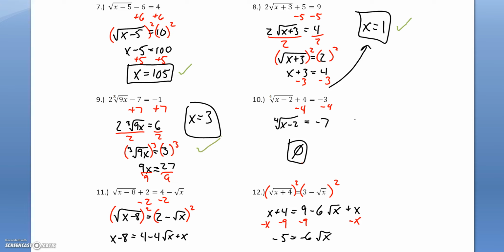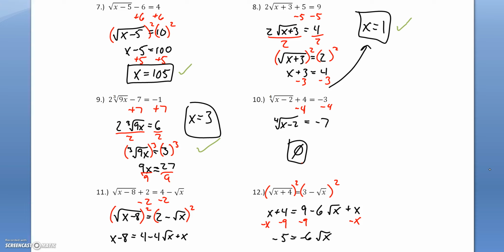The next one, number 10, you notice I stopped halfway through the problem because I recognize that after I subtract the 4, I get the 4th root of x minus 2 equals negative 7. And with an even root like that, I can't find a value that's going to give me a negative. If it was an odd root, a cube root can equal a negative, a 5th root can equal a negative, but a 4th root, a square root, a 6th root, those even roots can't equal a negative, so it's going to be no solution.